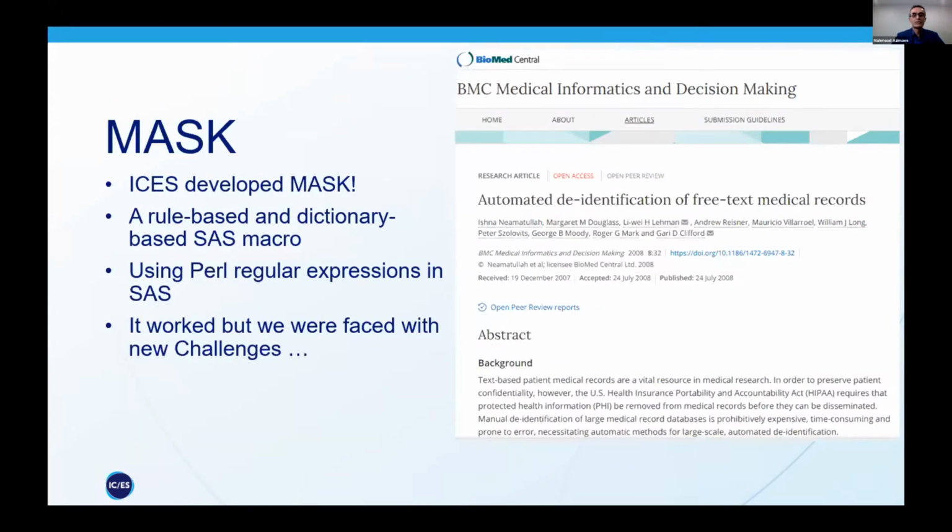So to address these issues, many years ago, we came up with rule-based and dictionary-based tools. We called it MASK. It was developed in-house at ICES using Perl regular expressions in SAS. As you see in this screenshot, we highly relied on the methodology given in these BMC papers by Ishna Nimatullah and others, and we adapted and advanced it for ICES and Ontario data. It worked, but we faced new challenges, of course.